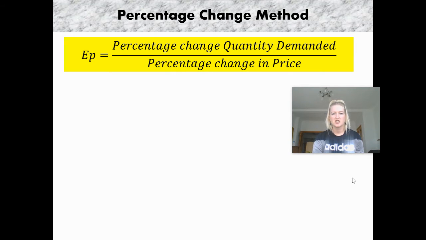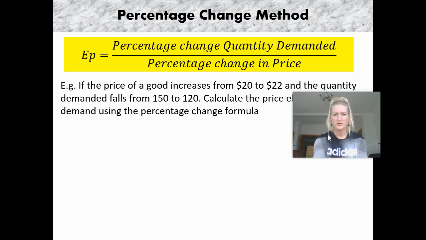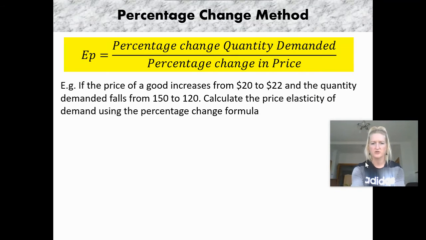So the percentage change method is where we do the percentage change in the quantity demanded divided by the percentage change in price. Now remember, the percentage change formula is the change divided by the original amount times 100. So here's our example. If a price increases from 20 to 22, and the quantity demanded falls from 150 to 120, calculate the price elasticity.